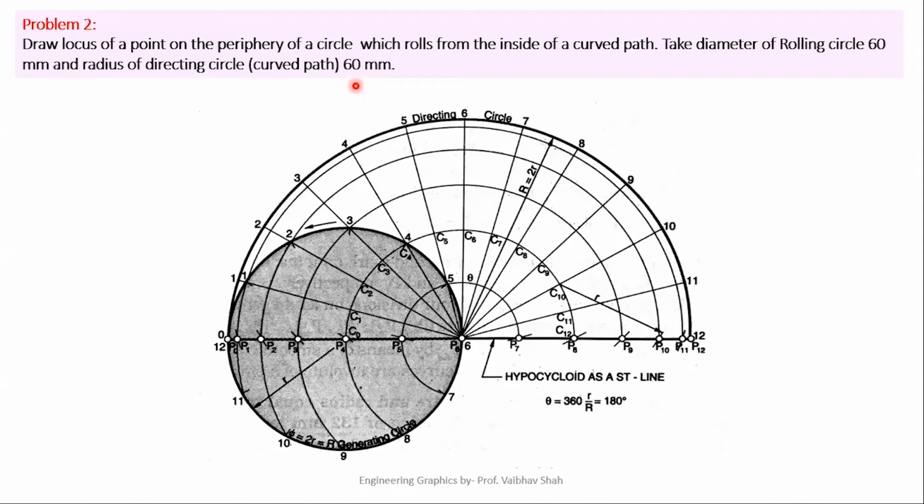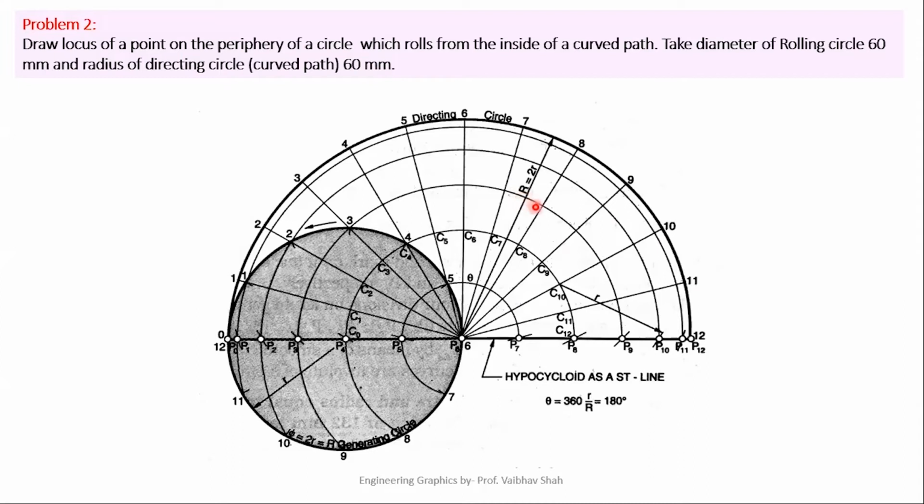But if you have the condition in which capital R is equal to twice the small r, then it is the special case of the hypocycloid. So this example is nothing but the special case of hypocycloid in which capital R is equal to twice the small r. So let us check. Capital R is 60 mm and which is twice the small r. So small r is equal to 30 mm. So 30 into 2, which is exactly equal to 60, which is exactly equal to capital R. So this is nothing but your special case of hypocycloid.